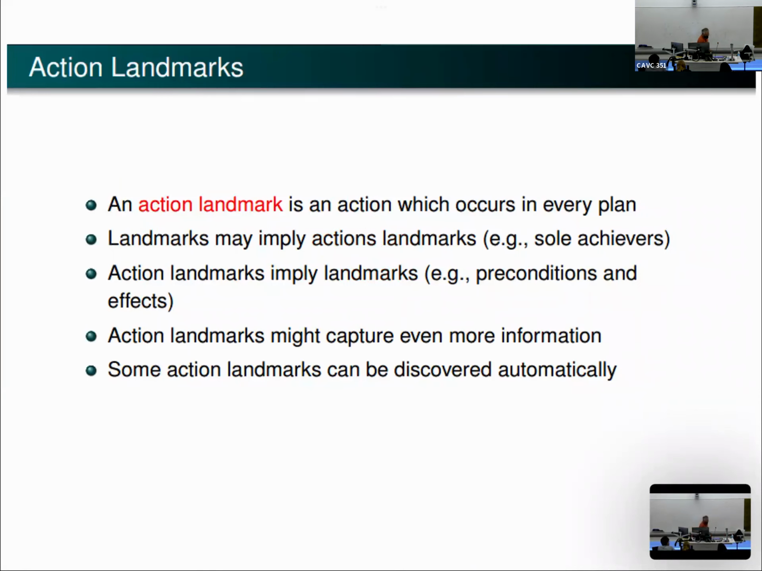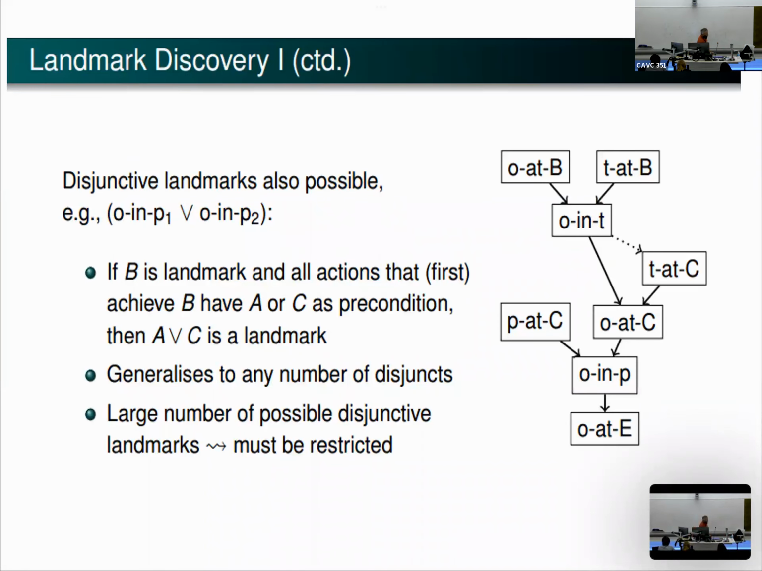So there are both fact landmarks and action landmarks, and you can have recursive algorithms that compute them directly from the domain model. The same domain model from which you construct the planning graph, you can construct the landmarks.